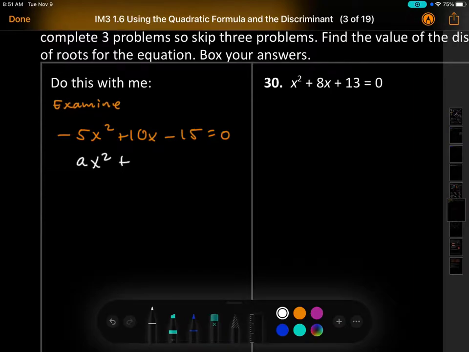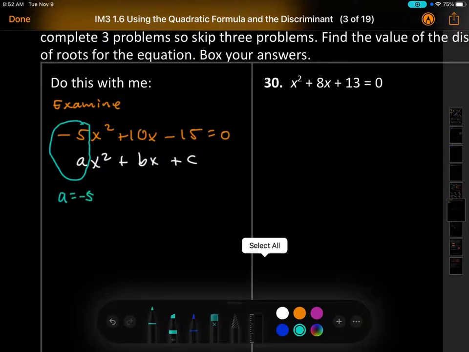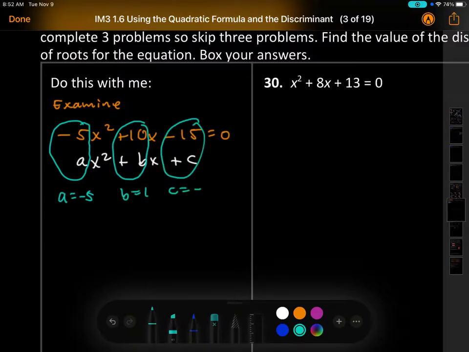It's easy as ABC. Have you noticed this pattern about quadratics? You need to find the ABCs. A is negative 5. Remember, this will never have a variable. B is 10. And whatever C is out here, negative 15.